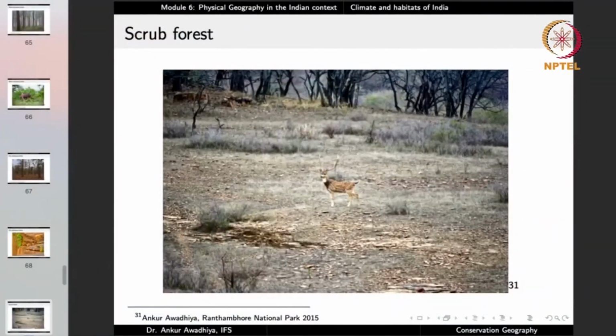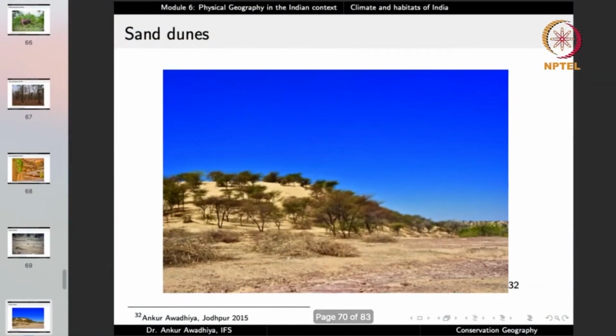If you move to even drier areas, we'll find sand dunes. So now we are moving towards Rajasthan. This image was from Ranthambore National Park. This image is from Jodhpur. Now Jodhpur is even drier. So in this case, we hardly find any vegetation. There are very few plants that are naturally found in this area.